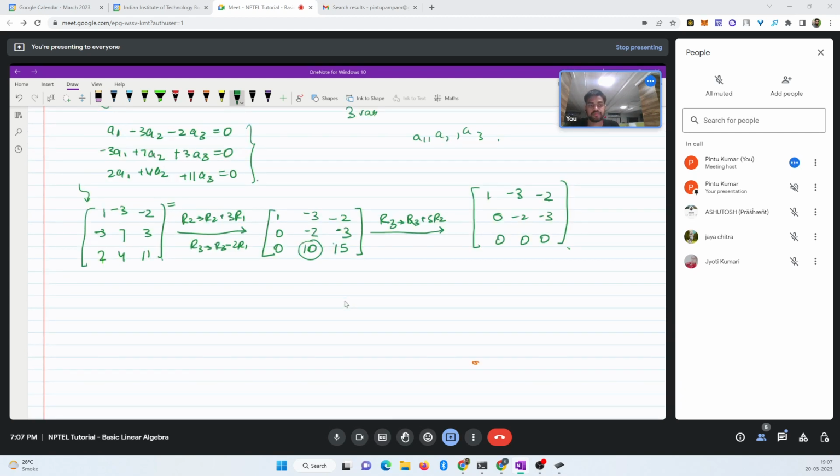Now, what we have is minus 2 A2 minus 3 A3 is equal to 0, and A1 minus 3 A2 minus 2 A3 is equal to 0. Let's take A3 to be some S. Okay, then what does this give? That A2 is minus 3 by 2 times S.